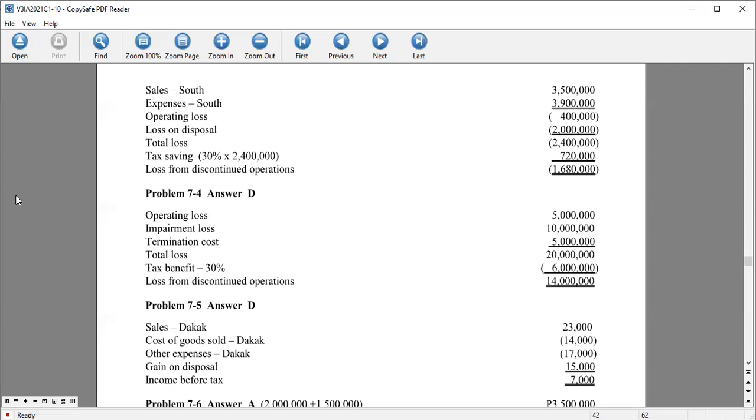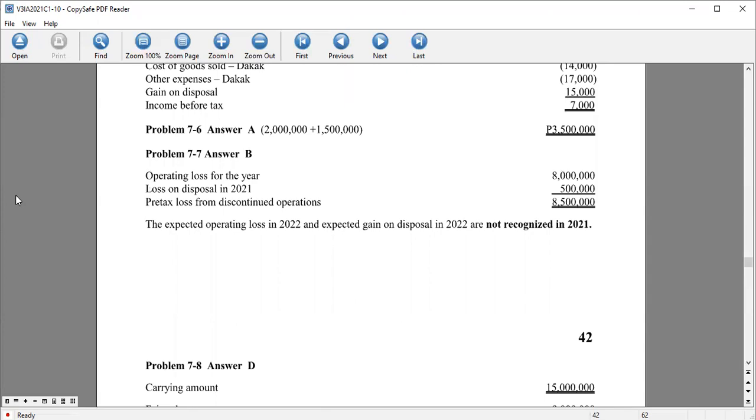Then number 6, the answer to number 6 is we have the total amount that should be recognized as pre-tax loss from discontinued operation for the year December 31, 2021. So the amount of 3.5 million or letter A. Then number 7, the answer is letter B for number 7. That's the operating loss for the year, 8 million, and we have the loss disposal of 500,000. So 8,500,000, letter B.